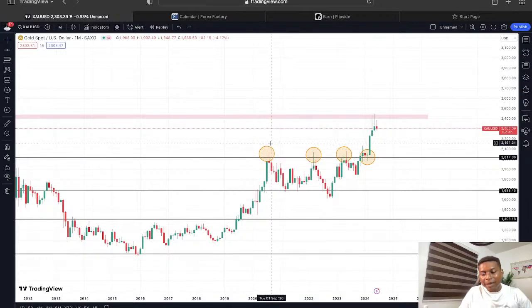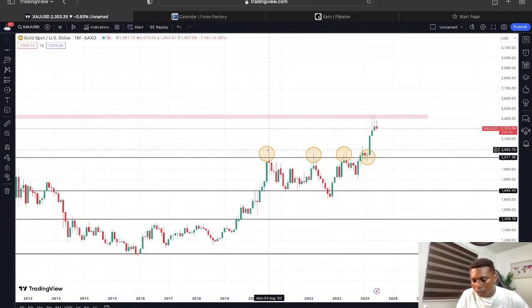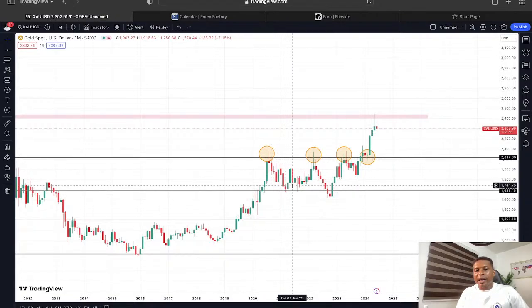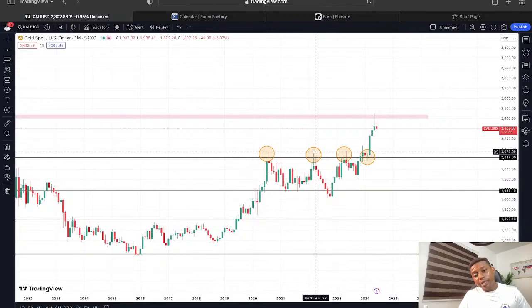Now look at it. The first time price touched this level, what did we observe? We observed that the price went down. The market rejected price at this level, and then it went down. It came back again to touch that same previous level and was rejected. Price went back up again to touch this same level. Now this is 1, 2, 3.